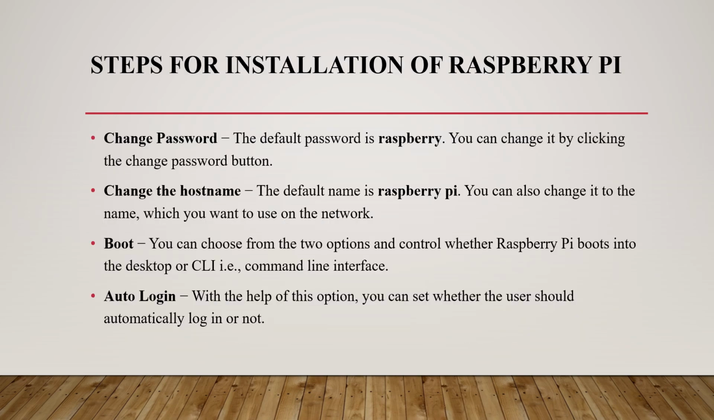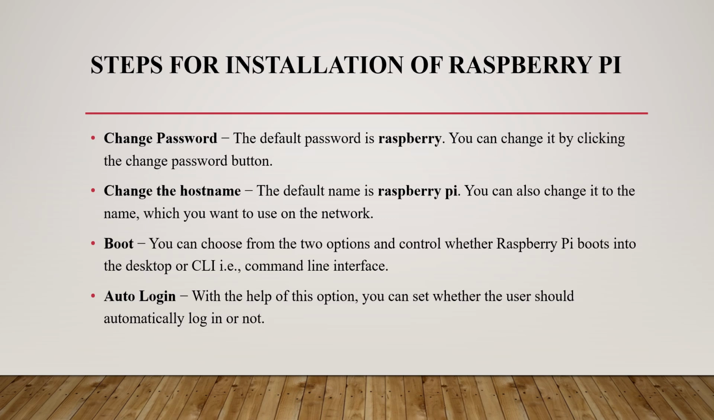So what are the steps for installation or configuration of Raspberry Pi? We have steps like change password, change the host name, boot and auto login. Change password: the default password is raspberry. The user can change it by clicking the change password button. We can also change the host name, but the default name is raspberrypi. The user can change the host name whenever he wants to switch to another network.